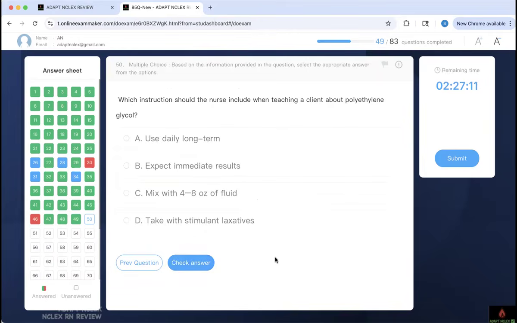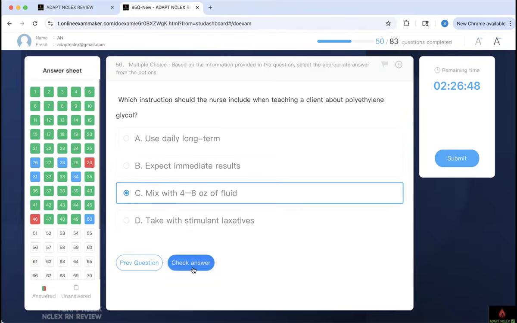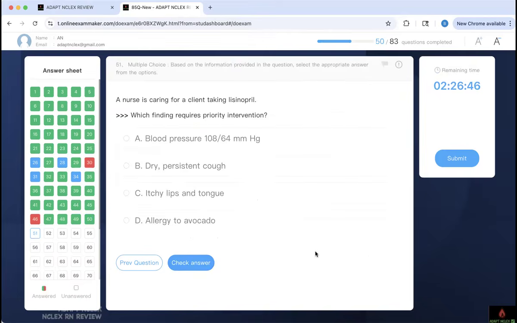Which instructions should the nurse include when teaching a patient taking polyethylene glycol? That is what? Bowel prep. We use this for colonoscopy. Use daily long term. Expect immediate results. Mix it with 4 to 8 ounces of water. Take it with a stimulant laxative. It's a laxative for bowel prep. What do you think? You're going to get dehydration. If you're going to get dehydration, drink a bunch of water. No brainer, right?